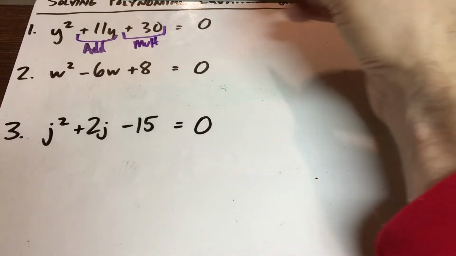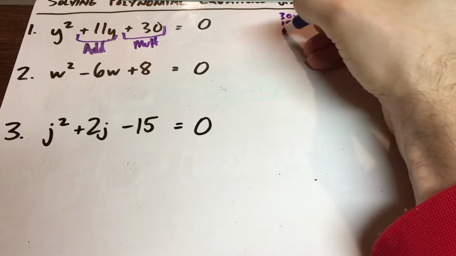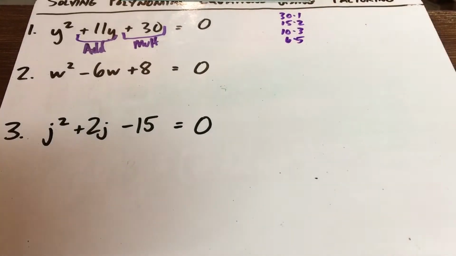Right? What are all the combinations that could equal 30? It could be 30 times 1. It could be 15 times 2. It could be 10 times 3. It could be 6 times 5. And then I could do the reverse of all those.